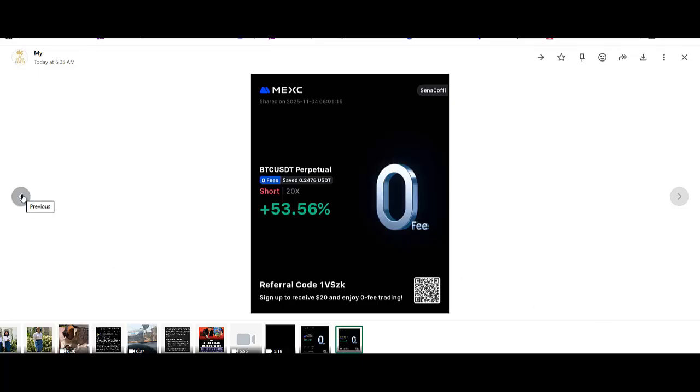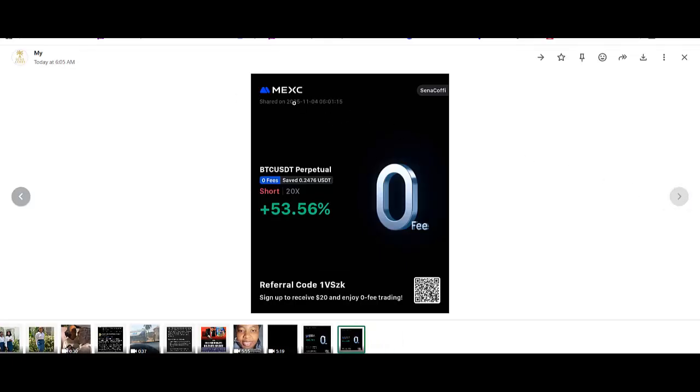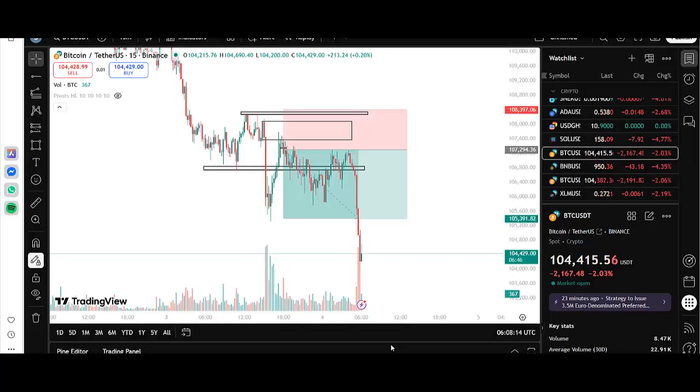So guys, yesterday I took this trade and I did a full analysis video explaining how I took it. You can see the date here, it was 3rd of November, and today, 4th of November, I just closed out from this trade. Now I'm going to do the analysis: what I did, what I saw, and how I took the trade. So this is the 15 minutes time frame.